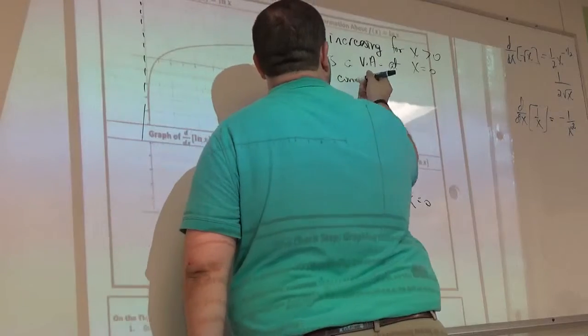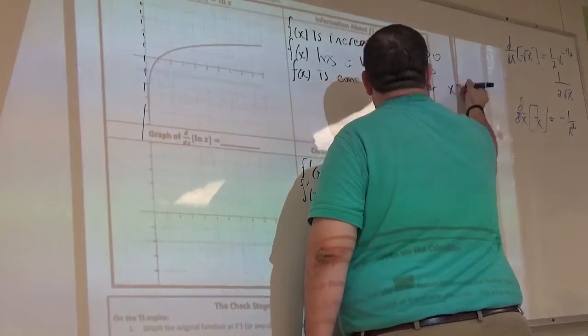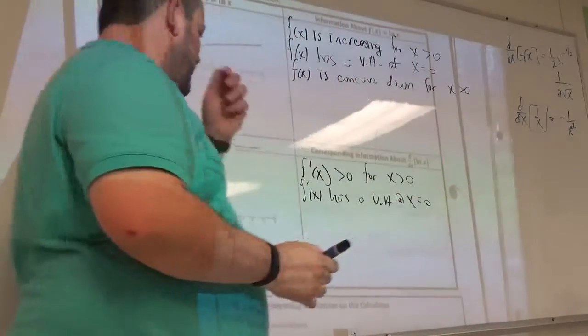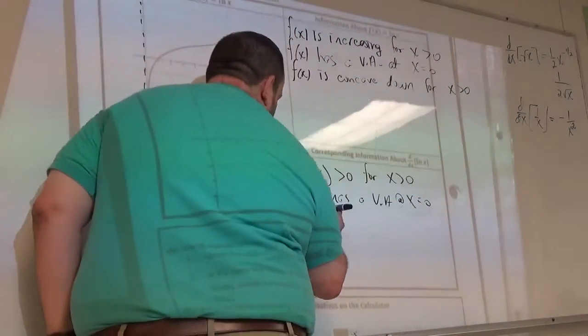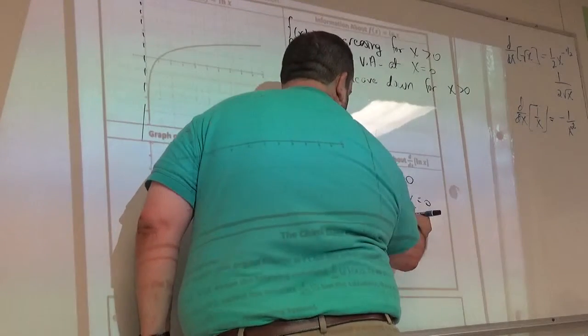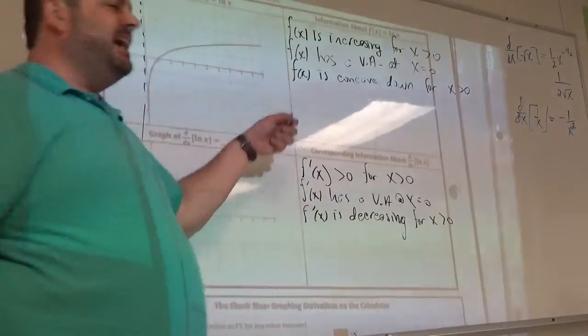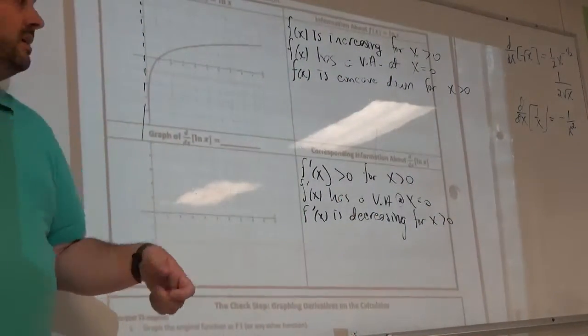f is concave down for x greater than 0. So what does it tell you about f prime, Anthony? f prime is decreasing. Okay? So f is concave down, f prime is decreasing.